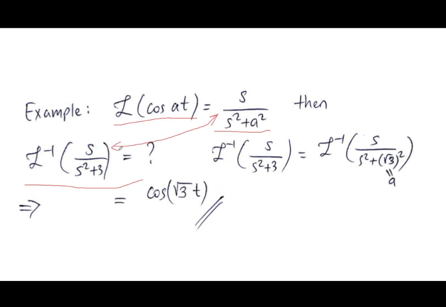The only thing you need to do is write down what's the a in this equation here. And that's not difficult to guess. Basically, you have s squared plus a squared. So a squared corresponds to 3, which means a equals the square root of 3. And then you can directly substitute back in this cosine formula. Since this is our a, the result will be cosine of square root of 3 times t.